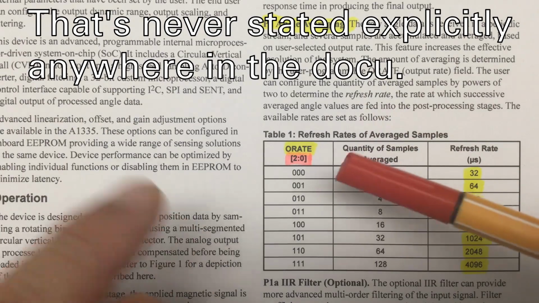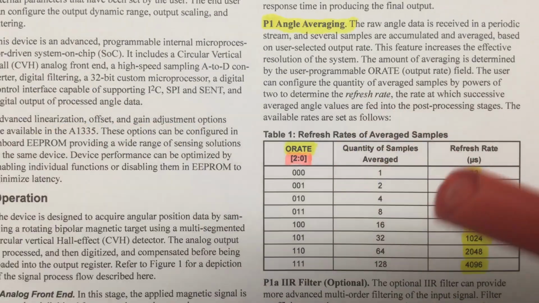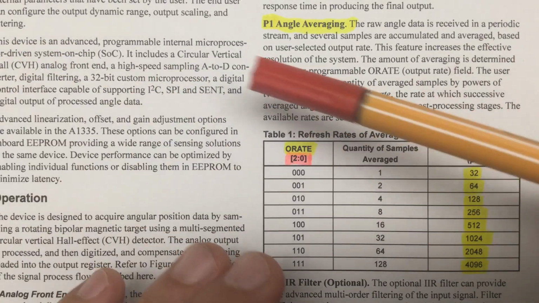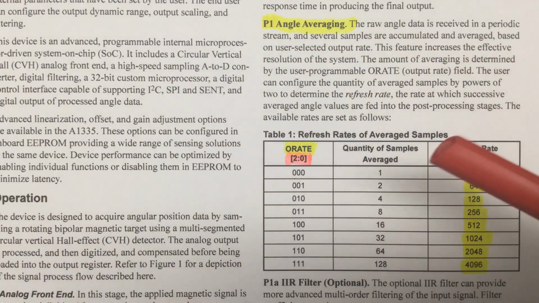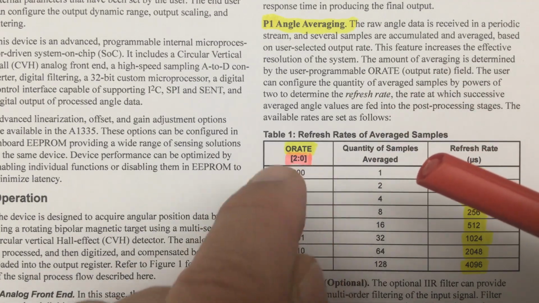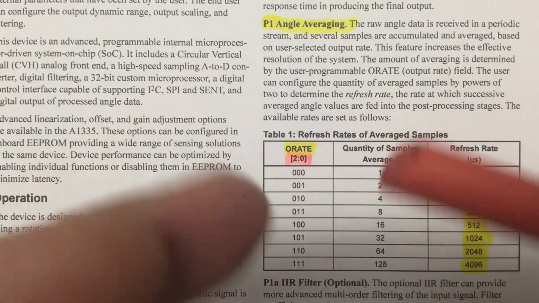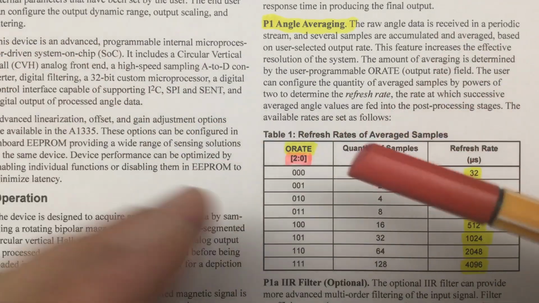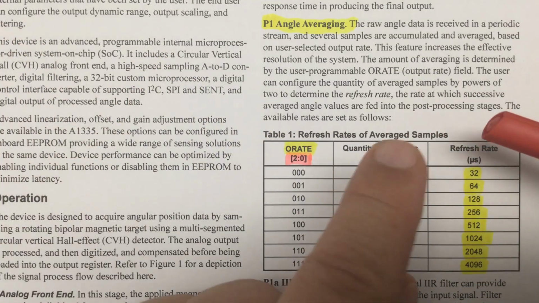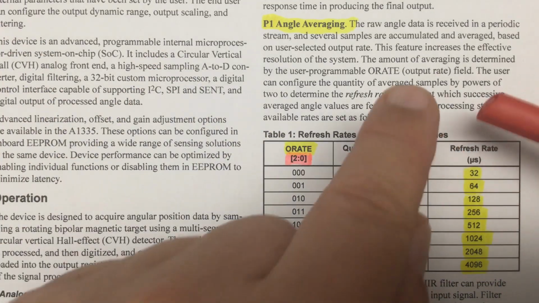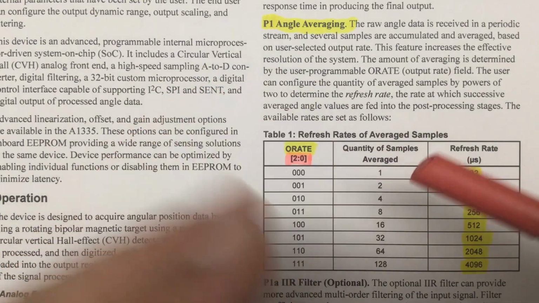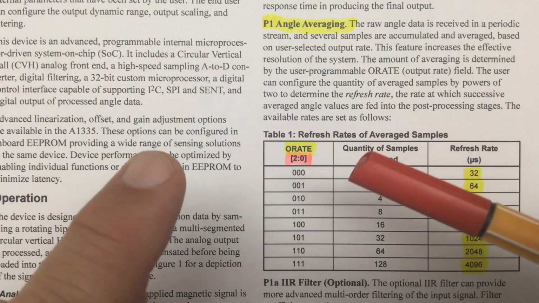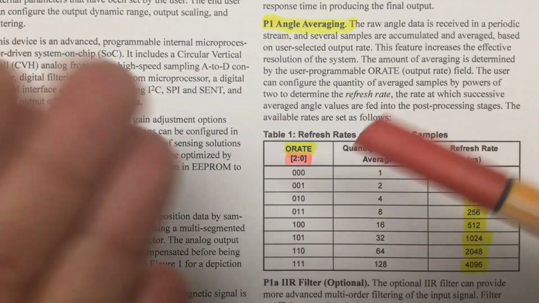You'll find that O-rate table also in the datasheet itself. It's within the functional description overview. Here at P1 angle averaging. Please note that the bits defined here, 2 to 0, are the suitable bits for using the extended command to read or write the O rate. Also note that the refresh rates here in the datasheet are slightly different than the refresh rates given in the programming manual. I will go with the refresh rates from the programming manual.